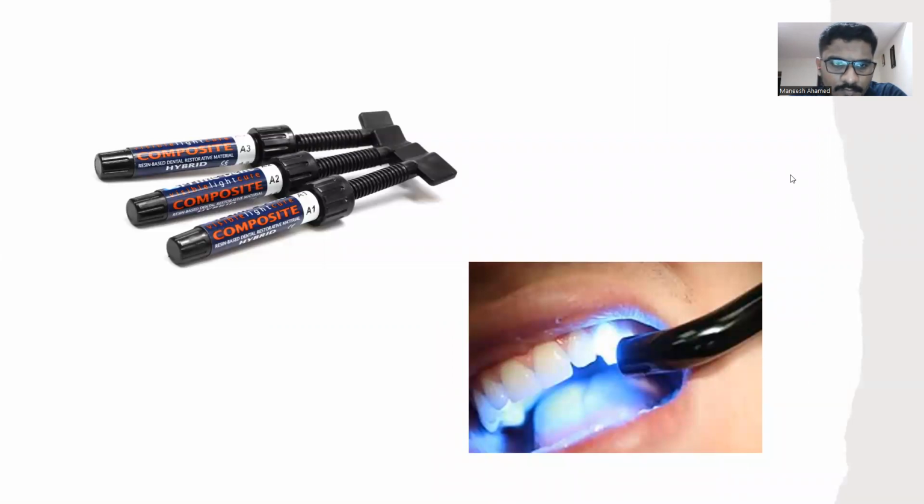It is available in the form of tubes, in which it is semi-solid, adapted to the tooth surface, and cured by using light. When we apply light of a particular wavelength to the composite material, it undergoes a polymerization reaction, and it sets. So we have enough working time for the composite to be molded onto the tooth surface.